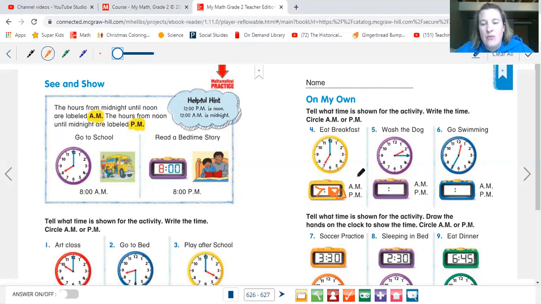And we eat breakfast in the mornings. Unless you're like me, we're having breakfast for dinner tonight. I'm looking forward to that. But I had breakfast this morning too.